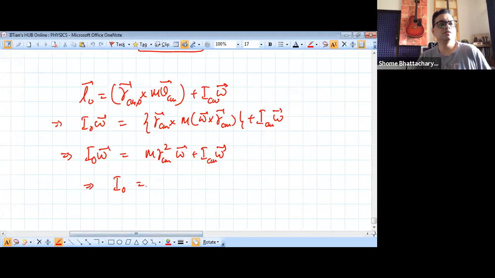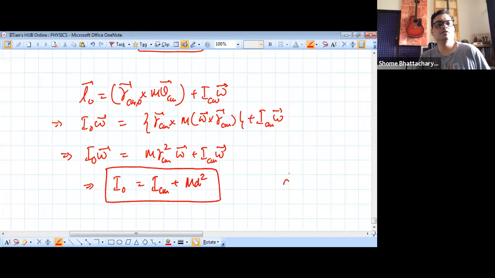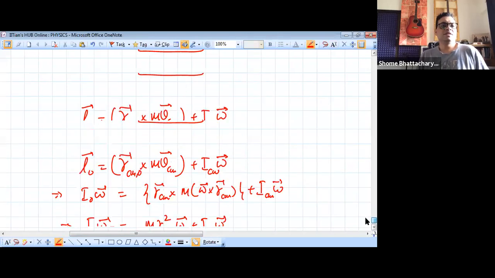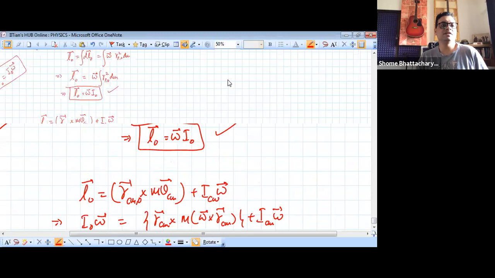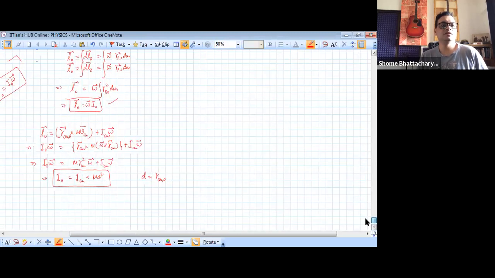This gives us the crucial parallel axis: I_CM plus M d square kind of thing, where d is nothing but the position of center of mass with respect to that point. So nothing surprising there. And then similarly, you can define the kinetic energy in a very similar way.